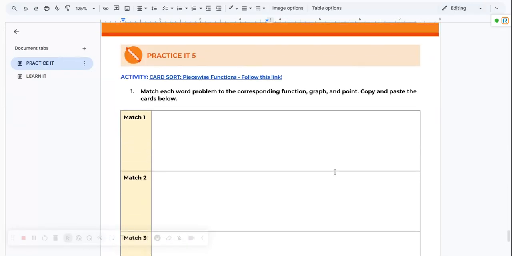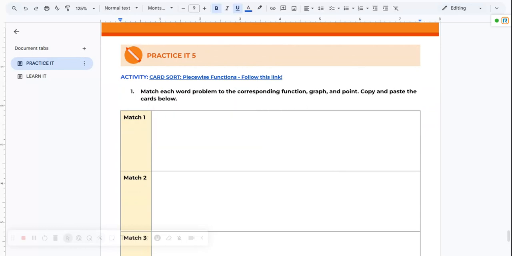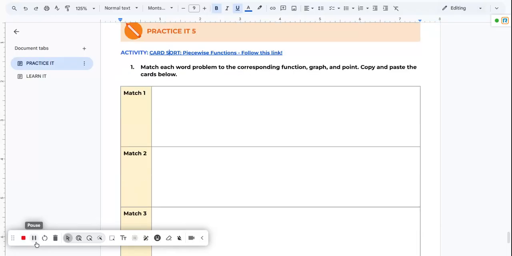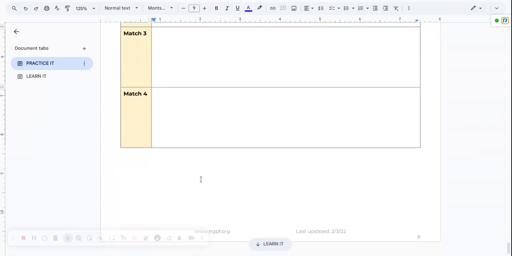And then last but not least, you have a card sort. You will need to click on this link. It will open up a new tab. You cannot see it because I am only recording this tab. However, you will have 3 choices: you'll have graphs, you'll have case notation, you'll have an input and output value, and you'll have a word situation. I'd like you to copy and paste from this link over here. You'll copy and paste them into each row here. And that will be your work.